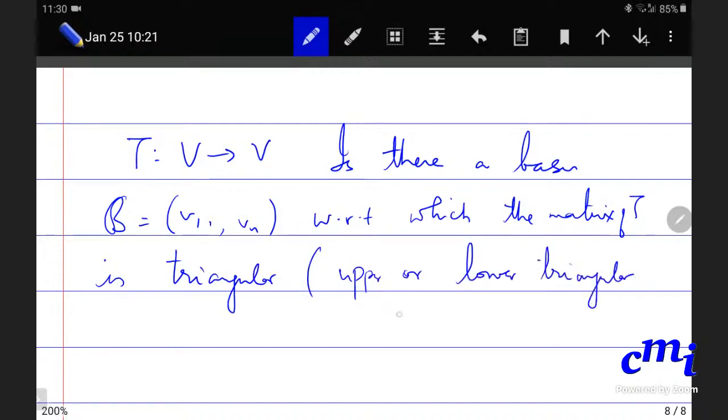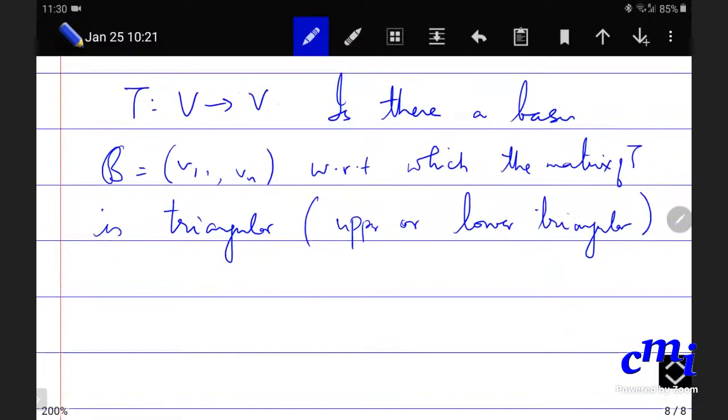That means the main diagonal and above it, or the main diagonal and below it, but not on both sides of the main diagonal. So suppose it is so. How do we write the matrix? The first column will be the coordinates of T of V1. So let us say A is the matrix.